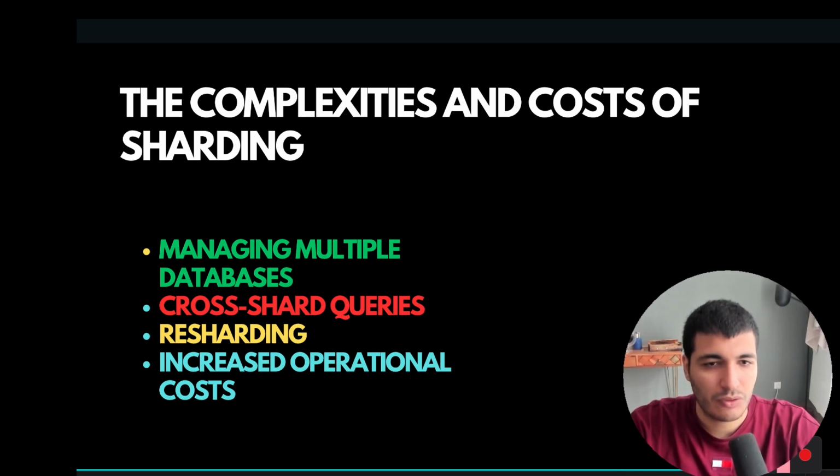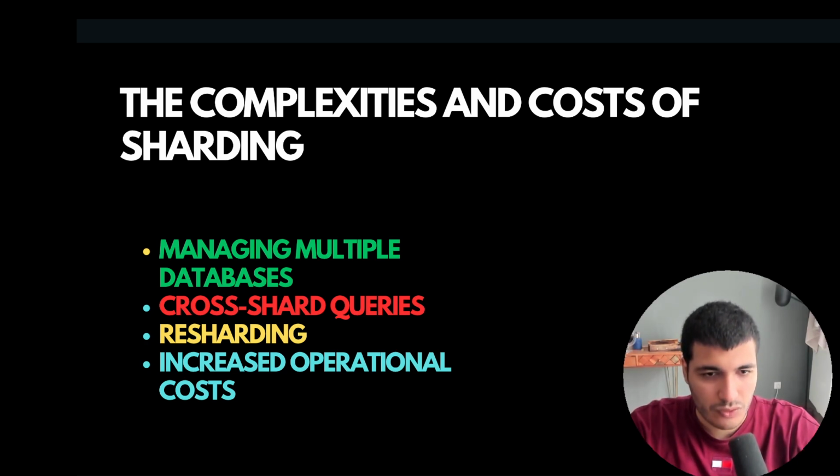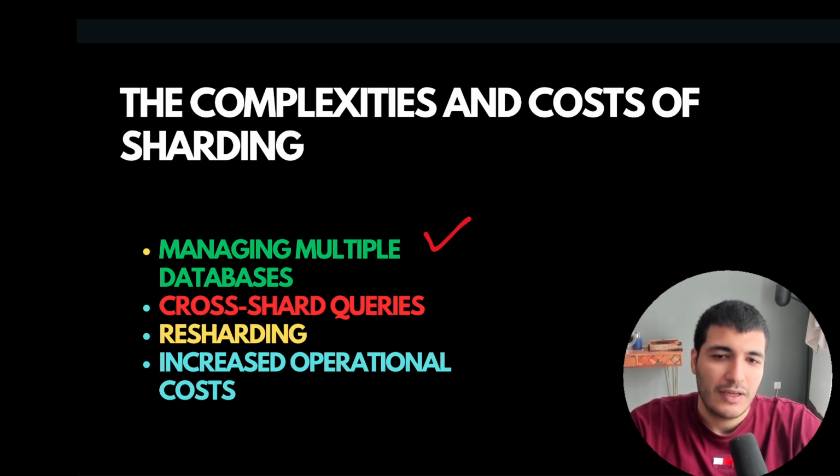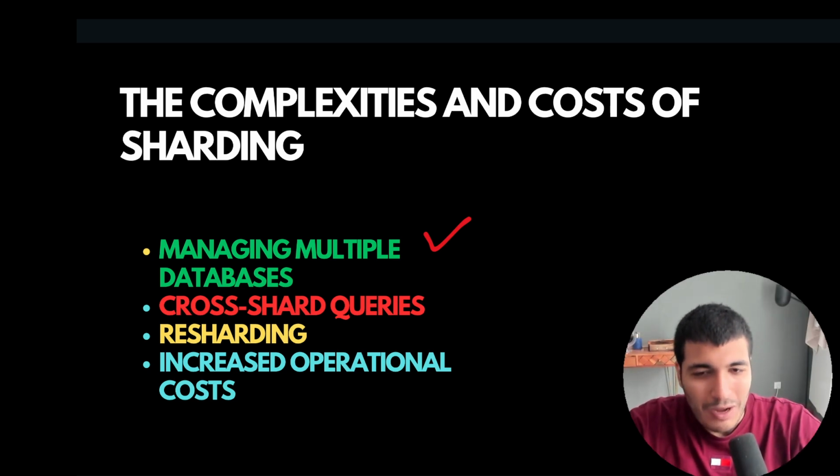Okay, next we want to talk about the complexities and cost of sharding. The first thing is managing multiple databases. You now have to manage multiple independent database instances, which increases operational overhead, including backups, monitoring, and maintenance. And also, you have to manage the consistency between them. It's really way more complex than just having vertical scaling.